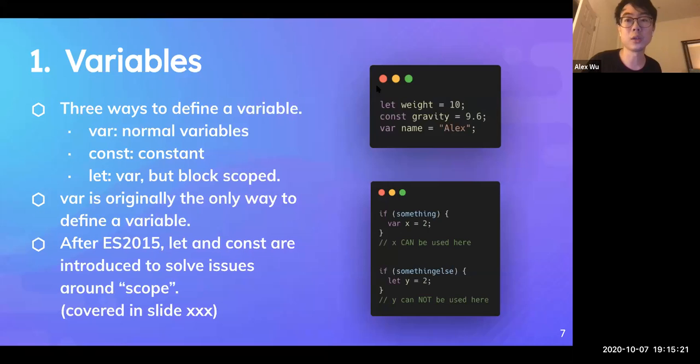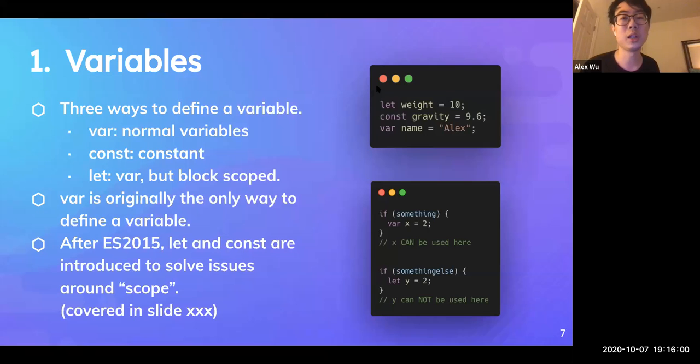So essentially, you can use var name equals Alex, semicolon, and then name will have a value of Alex as a string. So yeah, this is the normal part of variables. And then comes the tricky part. So essentially after ES 2015, JavaScript introduced two more ways to define a variable. The first is const, and the second is let. So const is essentially a constant. Essentially, you cannot change the value of it once it's defined.